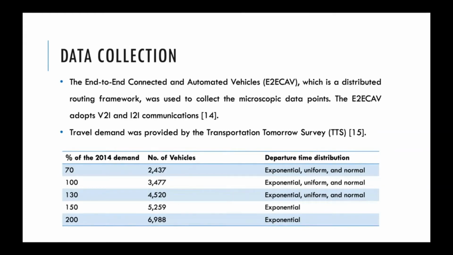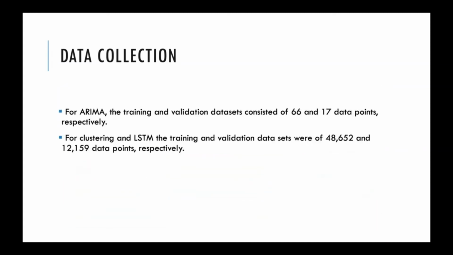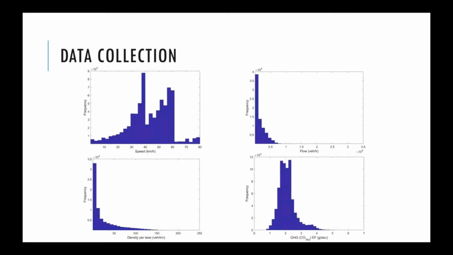To ensure that we had different traffic conditions in the network, congested and uncongested, to have a wide range of values for every predictor or every indicator that was used for the models. To be more specific, for ARIMA, the training to validation data sets consist of 66 and 17 data points, respectively. For clustering and LSTM, the training to validation data sets were of around 49,000 and 12,000 data points, respectively.